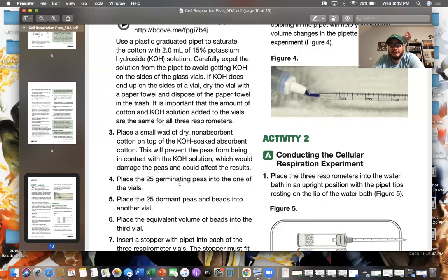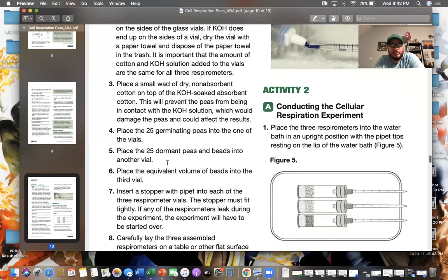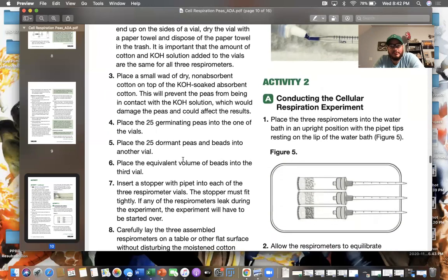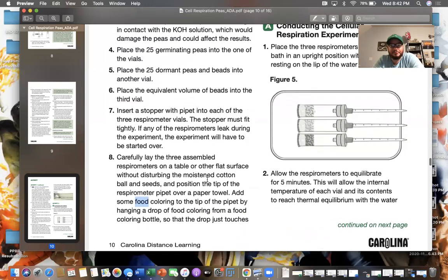This will prevent the peas from being in contact with the KOH solution, which would damage the peas and could affect the results. Then place 25 germinating peas into one of the vials, place 25 dormant peas into the other vial, and place the beads in the third. Insert a stopper with a pipette into each of the 3 respirometers. The stopper must fit tightly. If any of the respirometers leak.